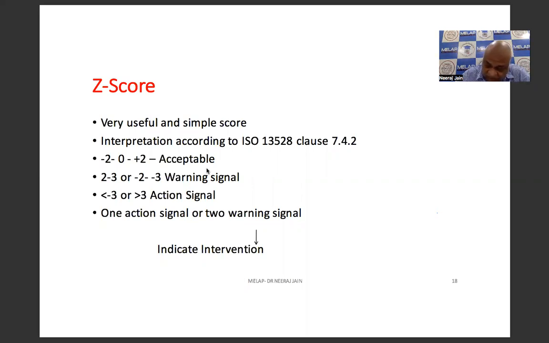If it is minus 2 to plus 2, this is acceptable. Variation is within acceptable limit as compared to a peer group. If it is 2 to 3 or minus 2 to minus 3, it is warning signal. If it is less than minus 3 or more than 3, this is action signal. One action signal or two consecutive warning signals indicates intervention. You have to see why you are finding so much variation.